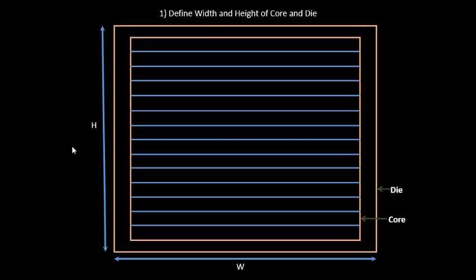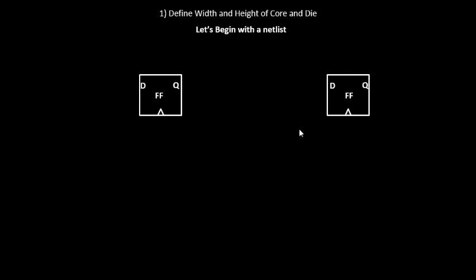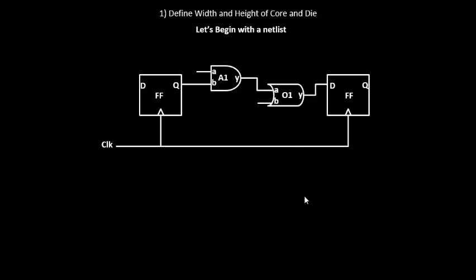We'll start with a basic netlist. The basic netlist that we'll be using is, let's say, two flip-flops, the launch flop and the capture flop, with a simple combinational logic in between them. Our netlist will consist only of this for now. Let's take this as an example to identify the width and height of the core and die, and then this can be extrapolated to millions of gates.